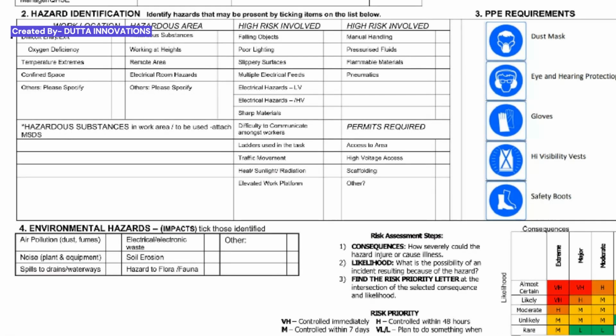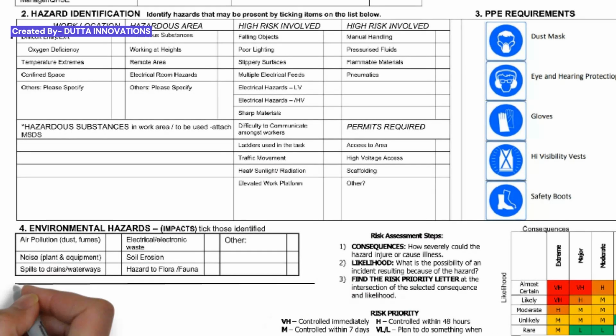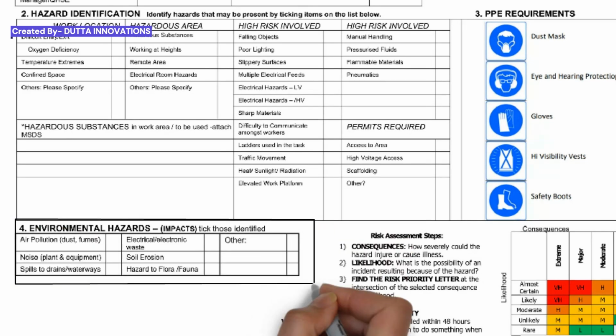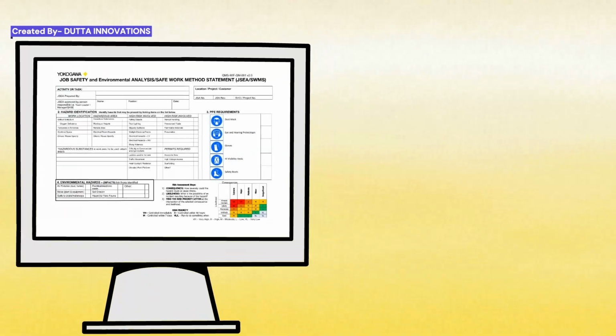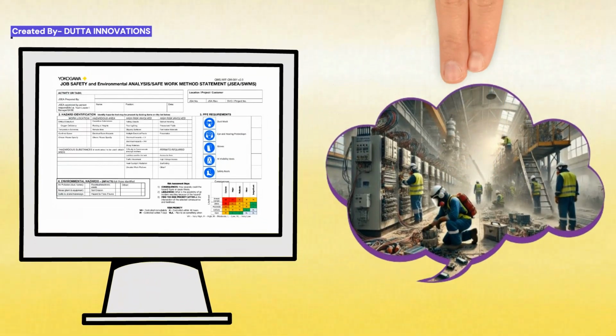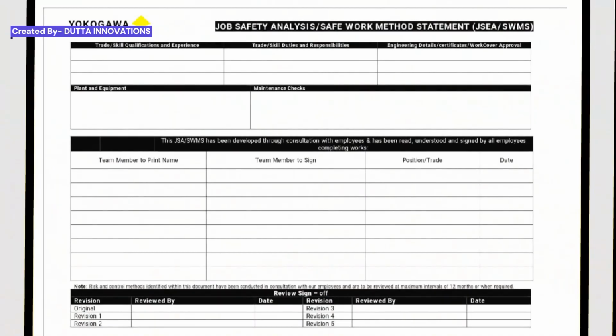Now, let's address environmental hazards. These may include dust, fumes, electronic waste, or the noise from plant and equipment. It's important to be aware of these hazards during the performance of your tasks and note them in the JSA.